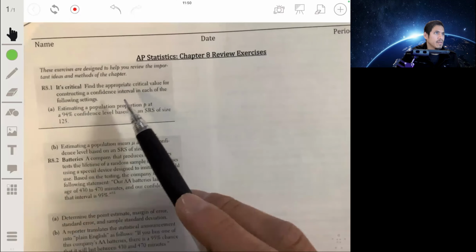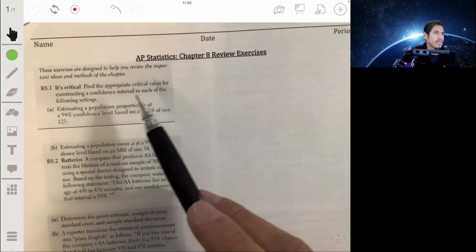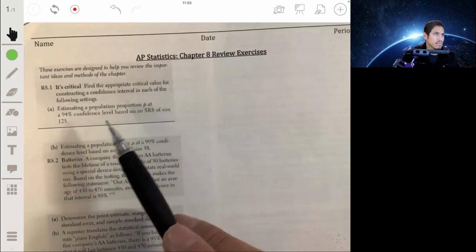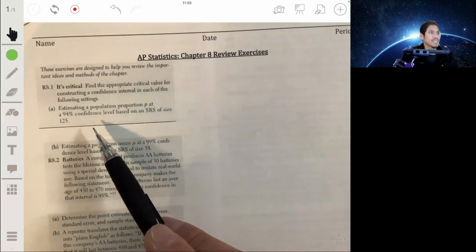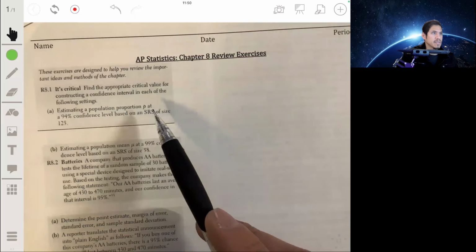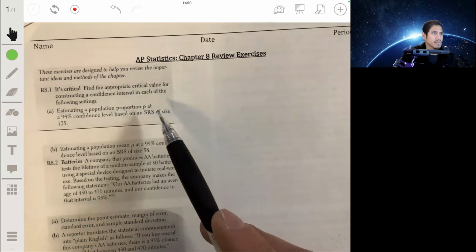Okay, so find the appropriate critical value for constructing a confidence interval in each of the following settings. The first one, we're estimating the population proportion P at a 94% confidence level based on a simple random sample of size 125. So for this, we're going to need to find the Z-star value.